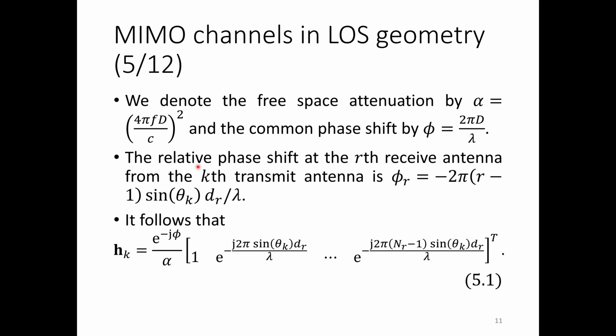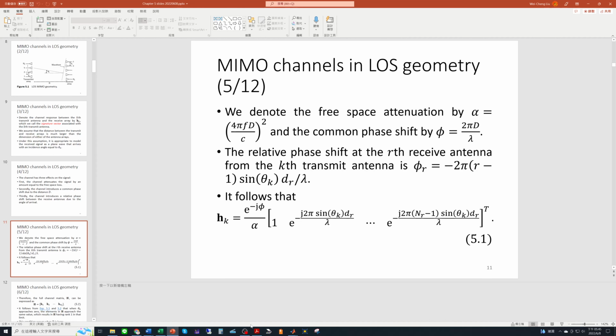The relative phase shift at the r-th receive antenna from the k-th transmit antenna is phi_r, which is equal to negative 2 pi times (r minus 1) times sine theta_k times d_r over lambda. So why is the relative phase shift equal to this equation?